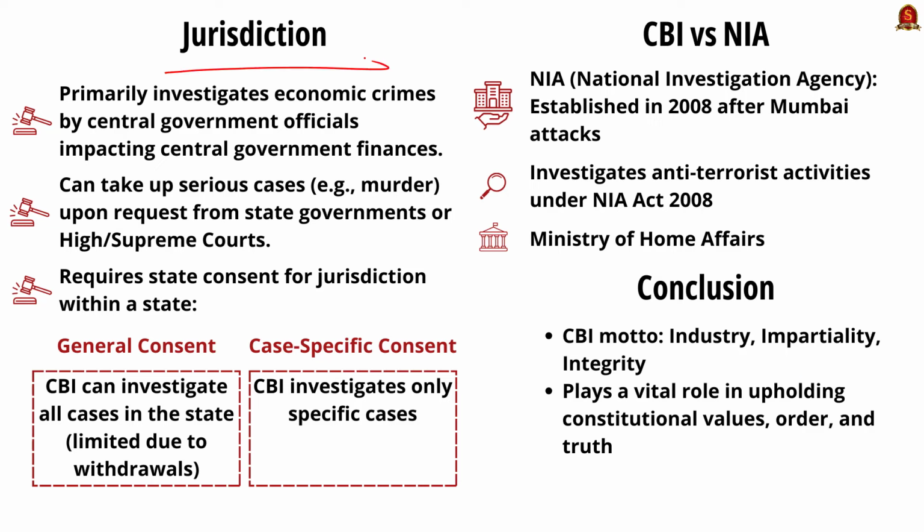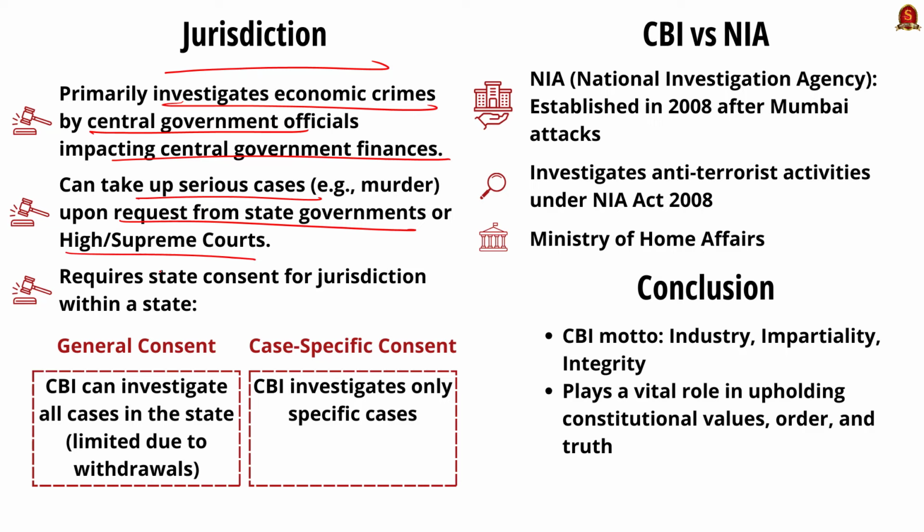Mostly, the CBI investigates cases related to economic crimes committed by the officials of the central government, and if those offences affect the finance of the central government. But it will also take up serious cases such as murder when a state government asks or a high court or the Supreme Court directs the CBI to investigate it. The jurisdiction of CBI can be extended to a state only when the state gives its consent.